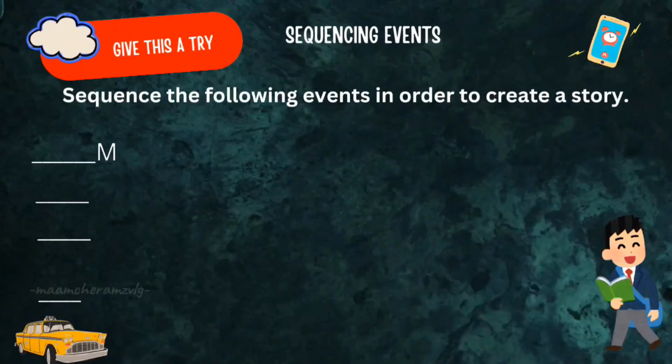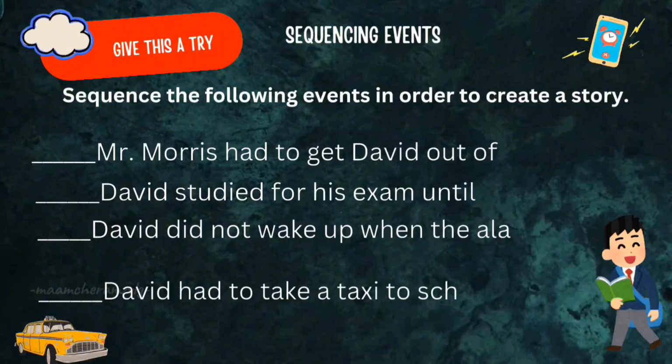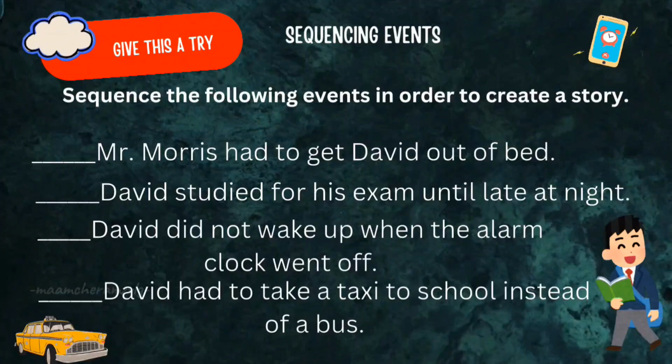Sequence the following events in order to create a story. Mr. Morris had to get David out of bed. David studied for his exam until late at night. David did not wake up when the alarm clock went off. David had to take a taxi to school instead of a bus.